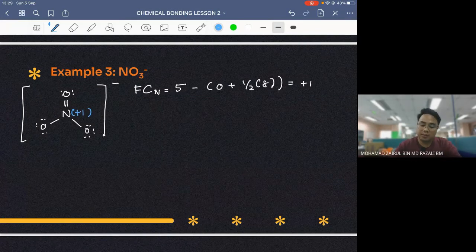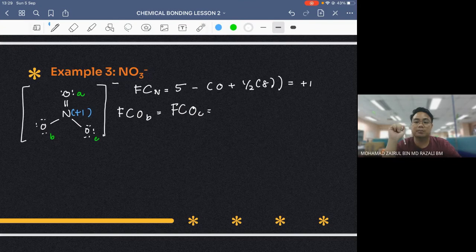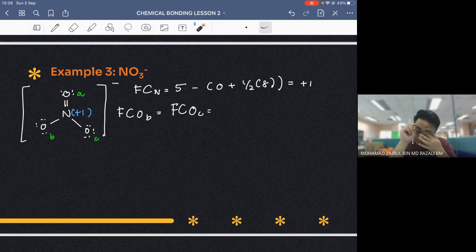Okay, we remember that elemen yang sama, kita kena labelkan dia A, B, C. So formal charge of oxygen B is equal to formal charge of oxygen C. Tapi formal charge oxygen A tak sama. Sebab apa? Kalau awak tengok, oxygen A have different bond, ada double bond, while oxygen B and C only have single bond. So the formal charge will not be the same.